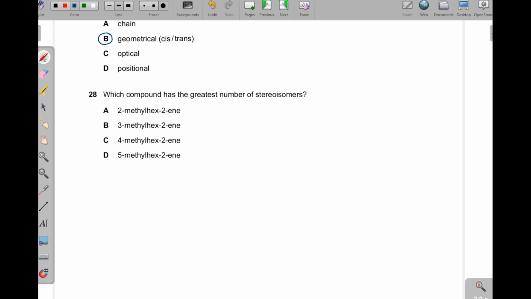This is 2-methyl hex-2-ene. So this is 1, 2, 3, 4, 5, 6. That is hex. Then 2 means the double bond is on the second one here. Then 2-methyl, so put the CH3 here. That means this one will have a CH3 there. Then a hydrogen here. Then a CH2, a CH2, and a CH3.